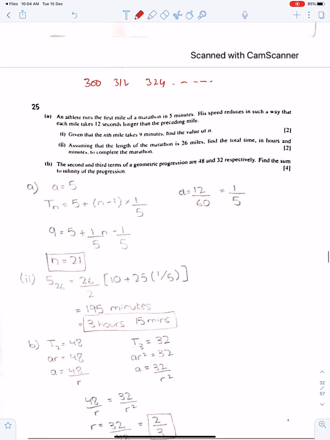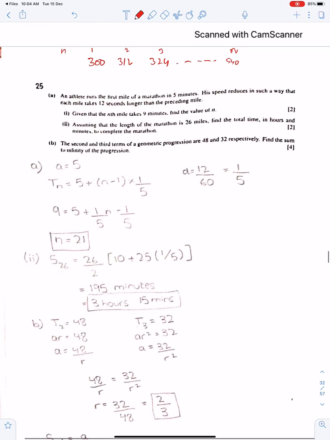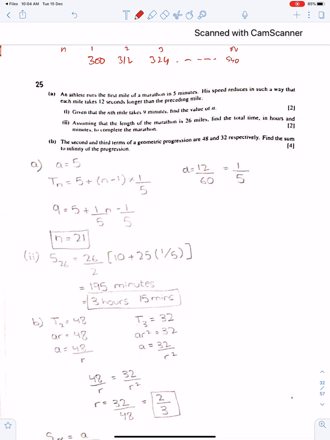And for these terms, n is 1, 2, 3, and so on. Given that the nth mile takes 9 minutes, let's suppose this is the nth mile, it takes 9 minutes. 9 minutes means 540 seconds. We need the value of n. So we have the last term L. This term is T1, this is T2, this is T3, this is Tn. By using the Tn formula, we can easily get the value of n. So the value of n is 21.